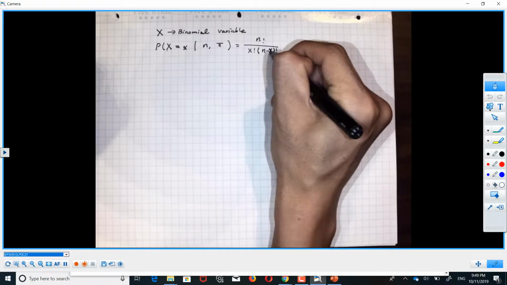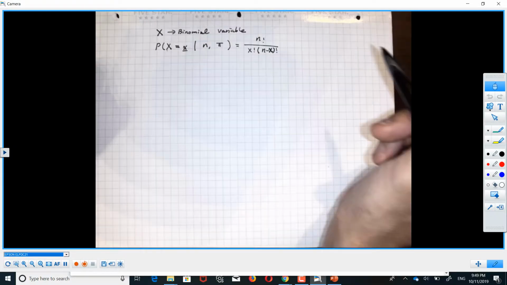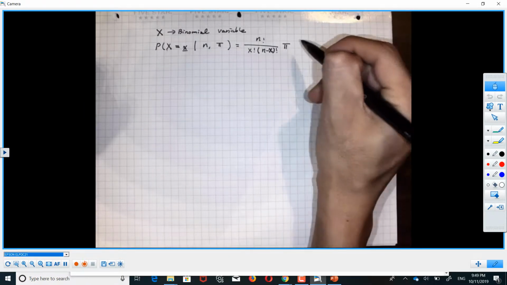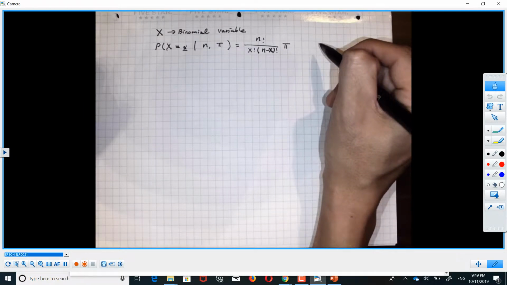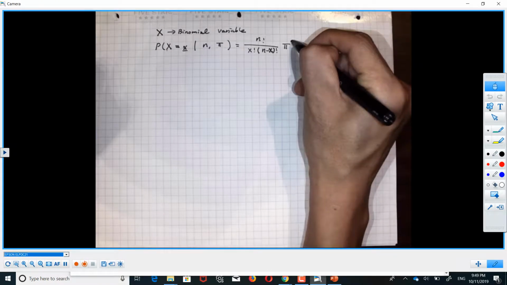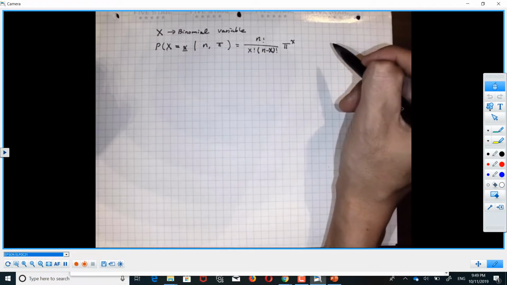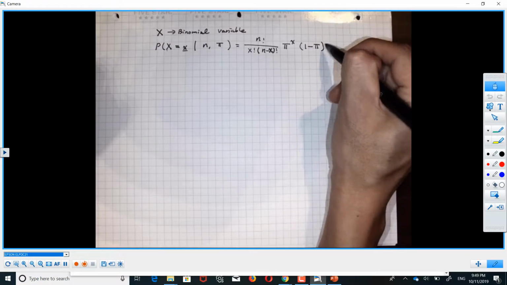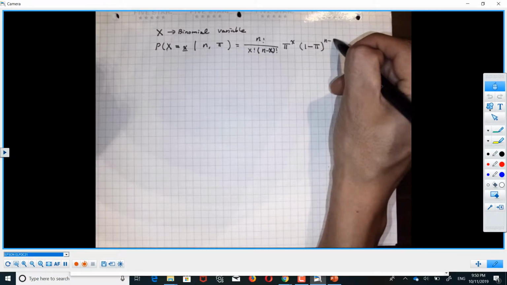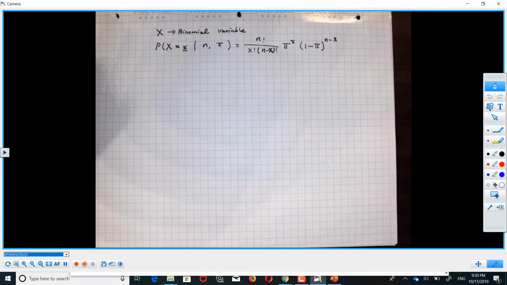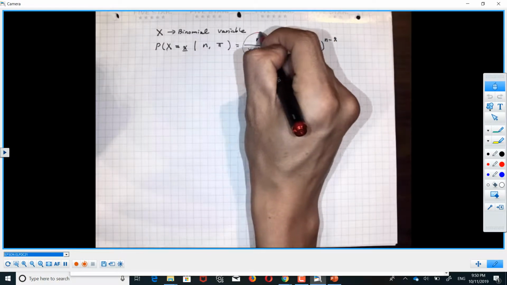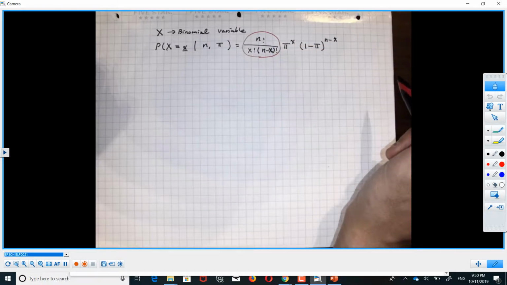By the way, this is small x. And then pi, the probability of interest, to the power of small x, and then 1 minus pi to the power of n minus small x, right? By the way, as you notice, this is the formula for counting.